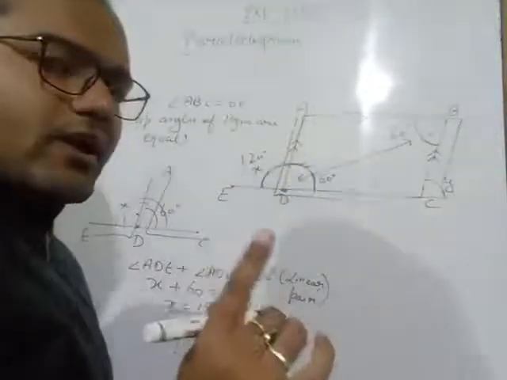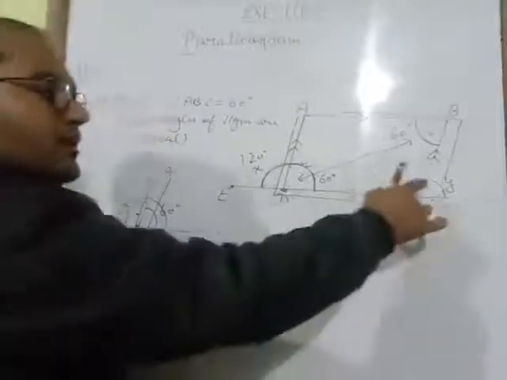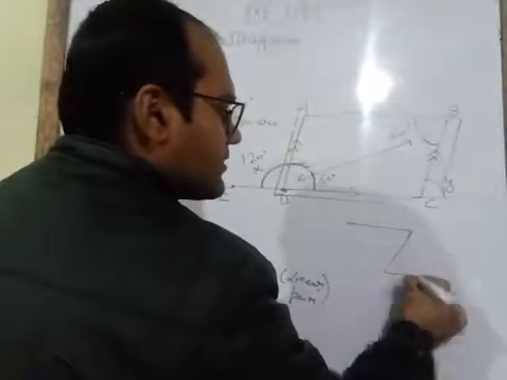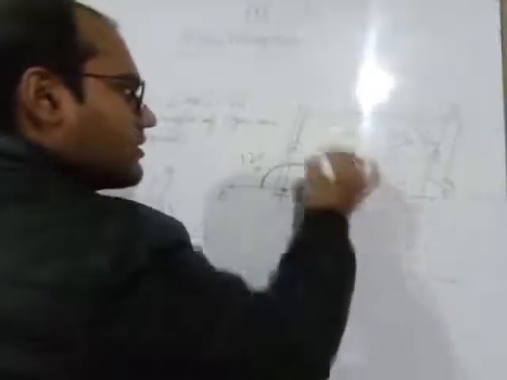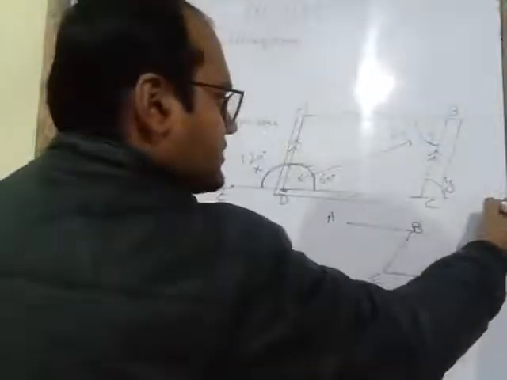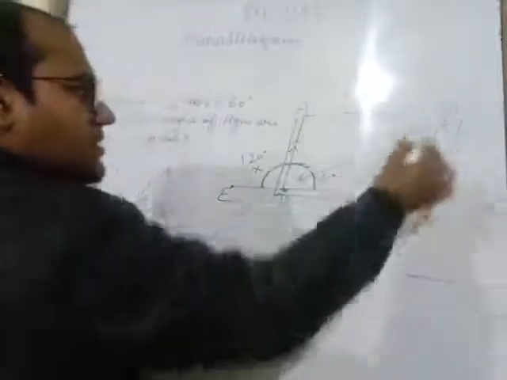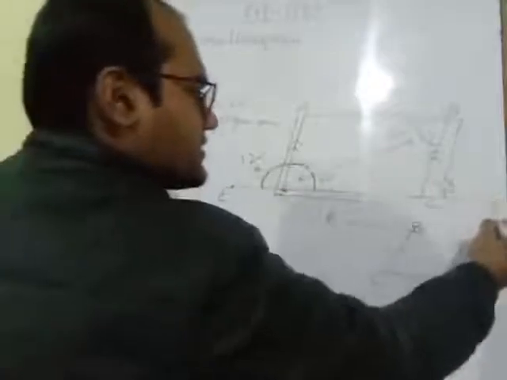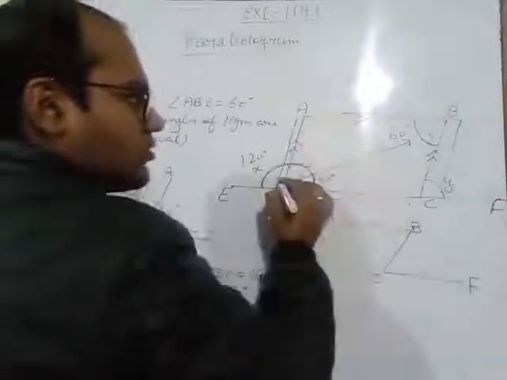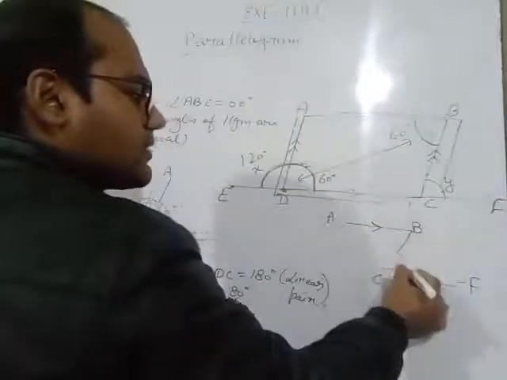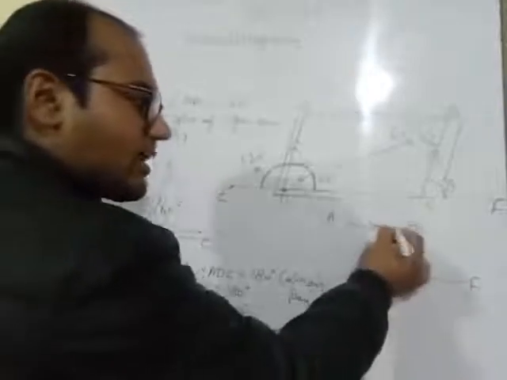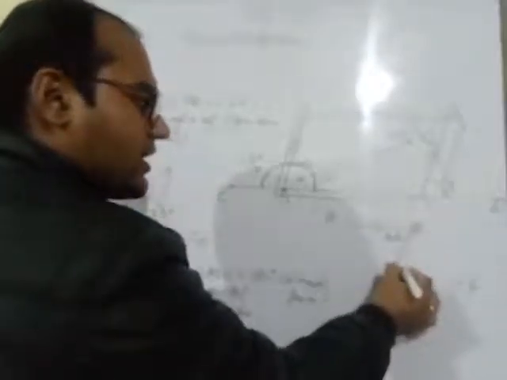Now we have to find the value of y also. In order to find the value of y, we will take the help of this 60 only. Z we will make: A, B, then we will come to C. Here it is, let's say this is F. A, B, C, D, E. On that side it is F. These two lines are parallel. So here we are getting a Z shape, and the lines are parallel also. Here it is 60 and here it is y.